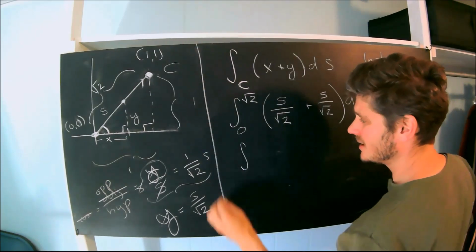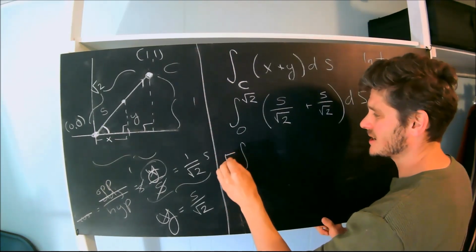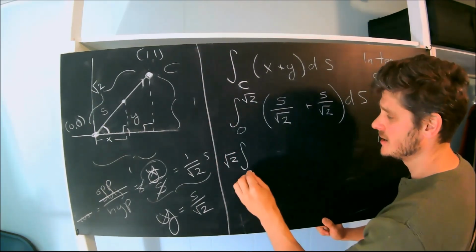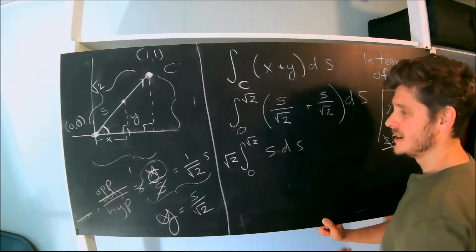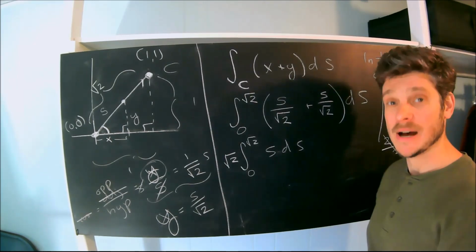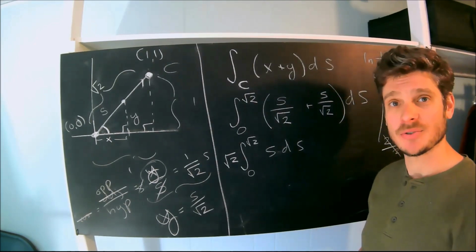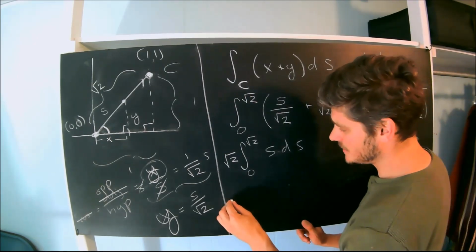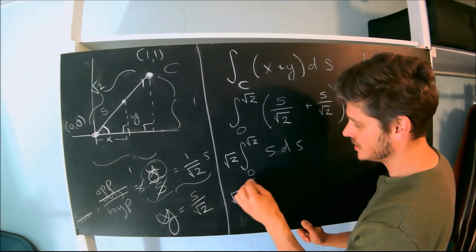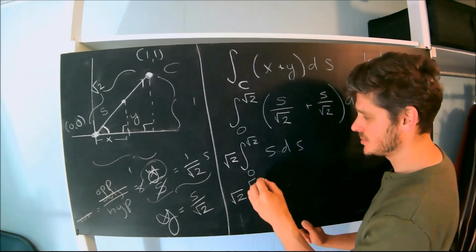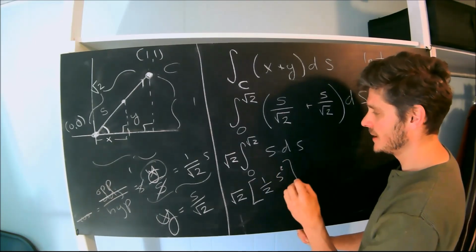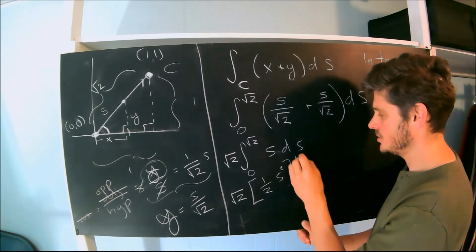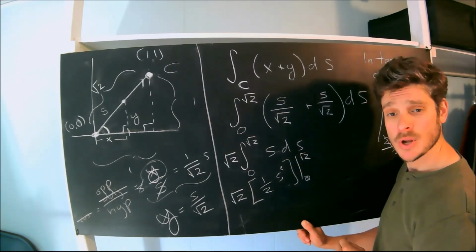Root 2 is a constant. So you know what? Let's pull the root 2 outside. My limits of integration, I'm integrating from 0 to root 2, and then it's just s ds. About as simple as an integral as you're going to see in Calc 3, right? So keep that constant root 2 on the outside. What is the antiderivative of s with respect to s? 1/2 s squared. My limits of integration are from 0 to root 2.